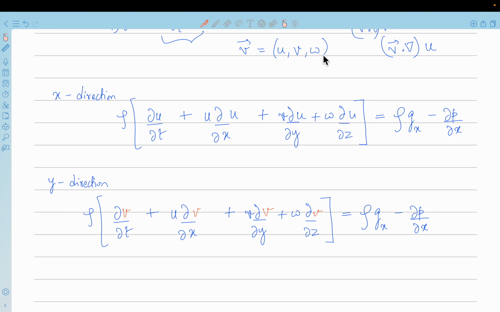And on this side, on the right hand side again, we have the y components, okay. So you have rho g y and dou p by dou y, okay. Similarly you can write the z direction equation, which I will not write.